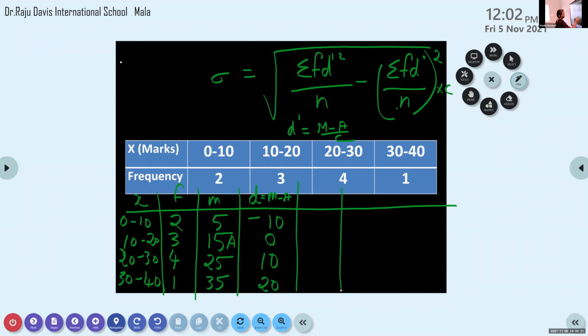Okay. So you can write d dash is equal to m minus a divided by c. So c is 10. So minus 10 divided by, now you can find. Oh, so 1 minute. It should be divided, not the deviations. I'm sorry, not the deviations. M minus a, the mid value, you can find the common factor.